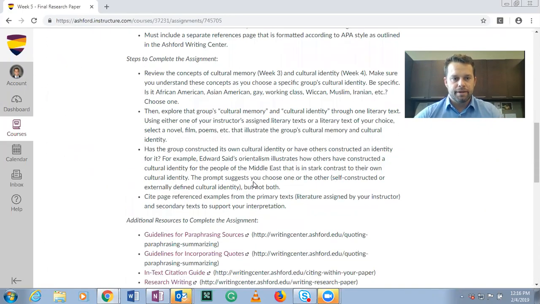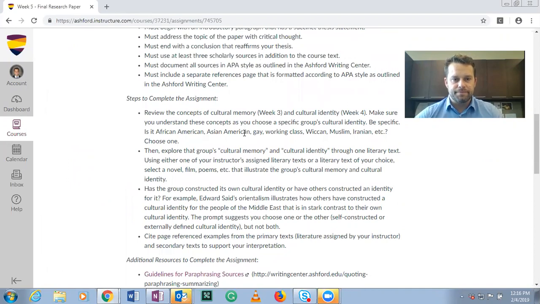Okay, so steps to complete the assignment. You need to review the concepts of cultural memory and cultural identity from weeks 3 and weeks 4. Be very specific about the identity you're choosing. So here are some examples. Explore that group's cultural memory and cultural identity through one literary text. So, and you can choose that text.